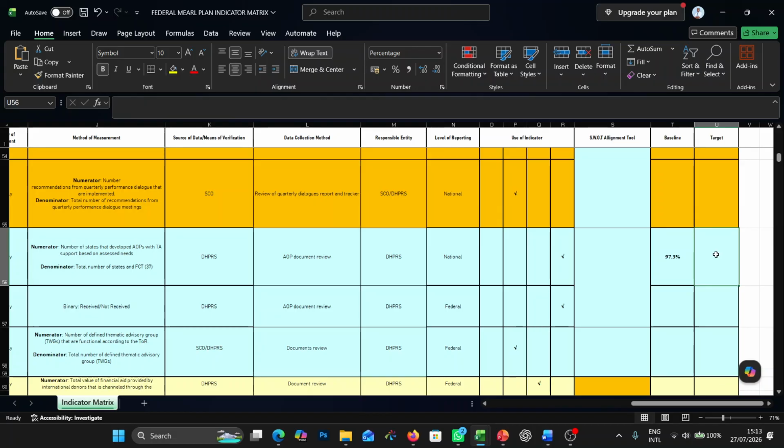What do we want to get at the new year? That is the annual target. We expect that everyone submits their AOP, all the 36 states and FCT. So here we will say our target is 100%. So you can see, very easy. If you're able to follow line by line, you'll be able to get what the indicators are reporting.